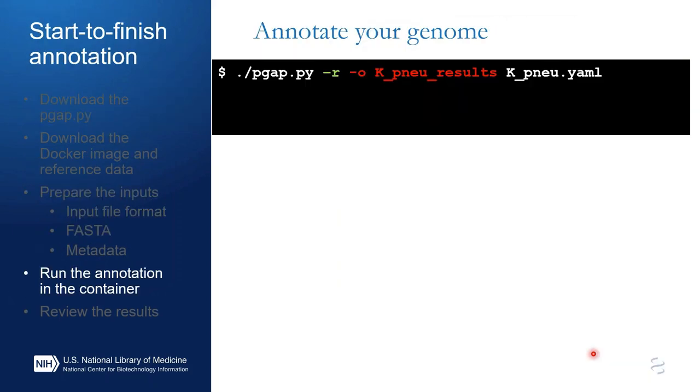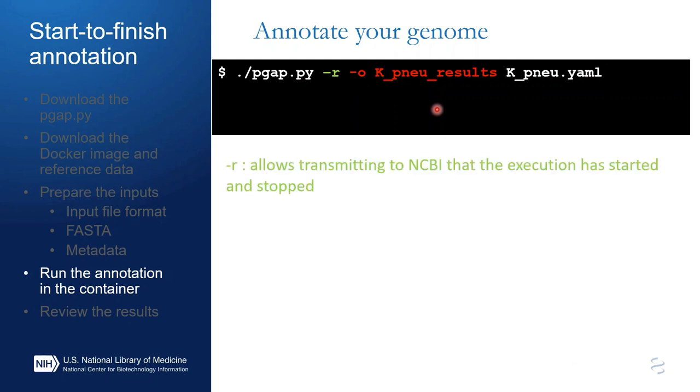So now you have downloaded the pipeline, and you have prepared the input, so you're ready to annotate your genome. This is the command line. kpneu.yaml is a small YAML file that we prepared. And there are 2 other parameters here. -r is a parameter that will transmit to NCBI that the execution of the annotation has started, and then when it finishes, that the execution has stopped.